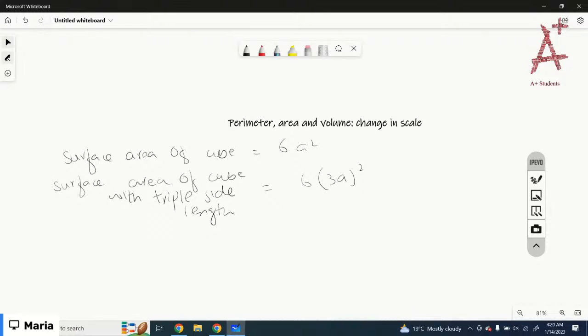Yes, sure, I will go slower. It's okay. Okay, it would be 6, and 3 times 3 is 9. It would be 9a square. So when you multiply them, 9 times 6 makes 54. So it is 54a square. Got it?